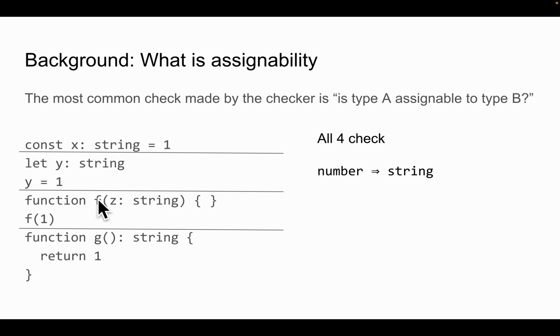If you have a function f that has a parameter that's of type string, then you also check assignability when you call that function. So if you pass 1 in, you're going to end up saying, well, 1 has a type number, is number assignable to string? And then in the other direction, if you have a return statement from the inside of the function and a declared return type, then you're going to type check 1, get number, and then ask, is the type of the thing I actually return assignable to my declared return type?